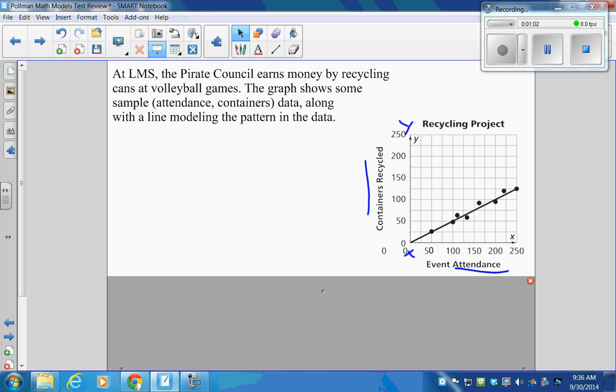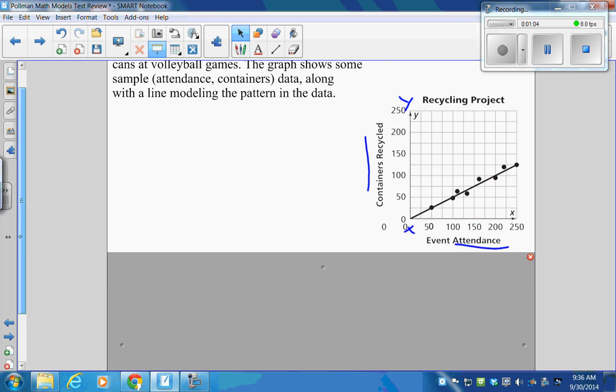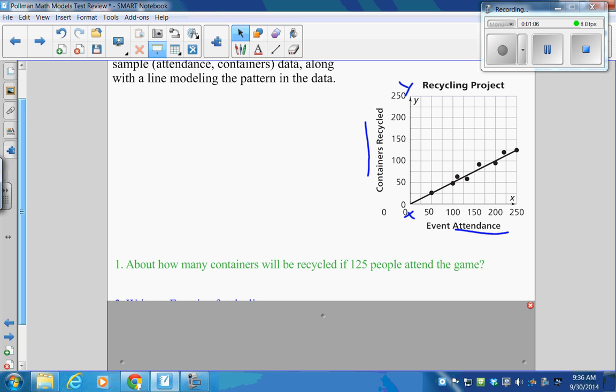So your first question is, sorry that's a little bit light, it's in green I know, how many containers will be recycled if 125 people attend the game? Please pause your recording now.